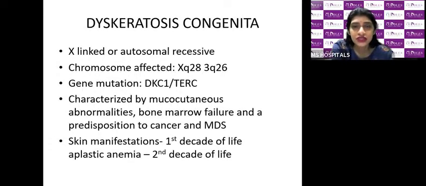Coming to dyskeratosis congenita, it is X-linked or autosomal recessive. Chromosomes affected are Xq28 and 3q26. Gene mutations are DKC1 and TERC, characterized by mucocutaneous abnormalities, bone marrow failure, and a predisposition to cancer and MDS. Skin manifestations are most common in the first decade of life, and aplastic anemia is most common in the second decade of life. So this is mostly an X-linked and autosomal recessive entity.